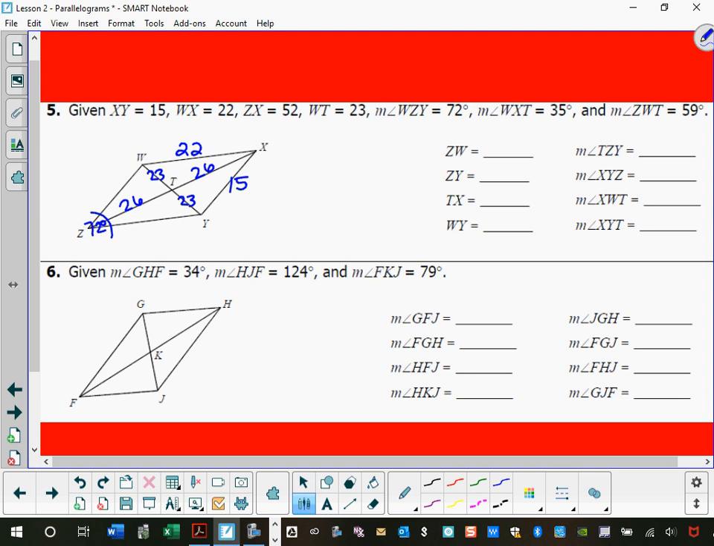And then WXT is 35. So only this top portion is 35 degrees. And ZWT is 59. So this angle right here is 59 degrees. I'm actually going to write my angles in a different color. 72.